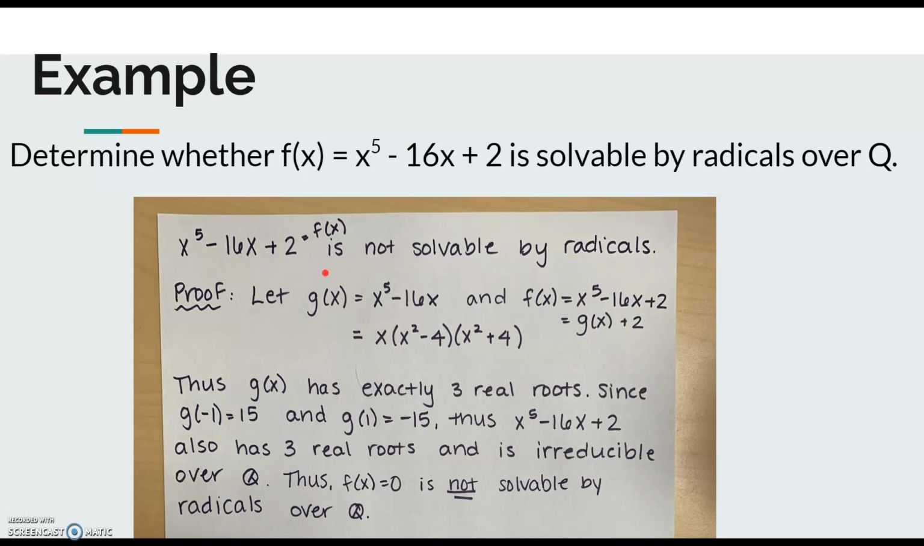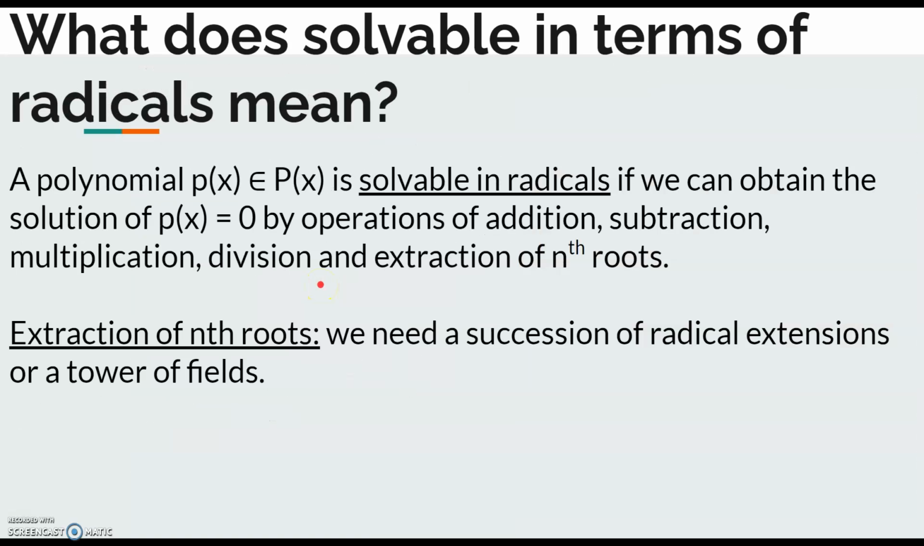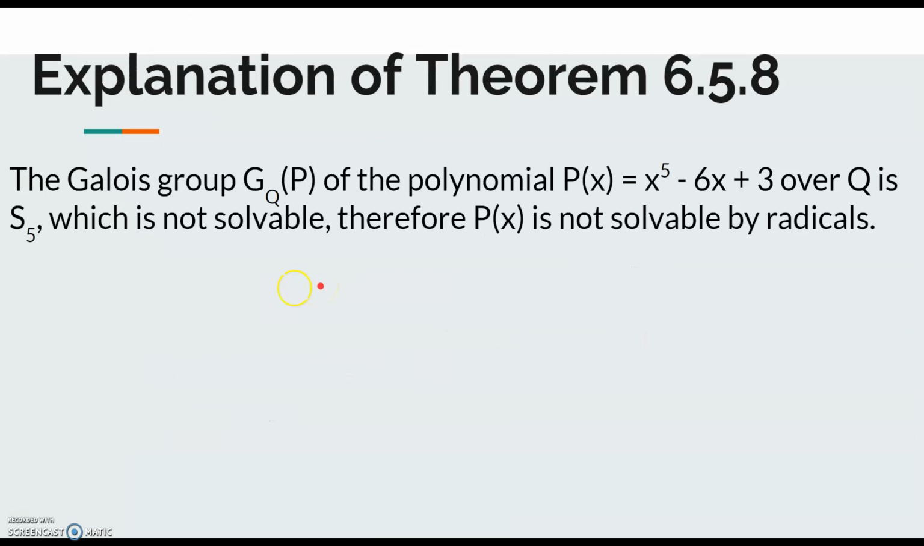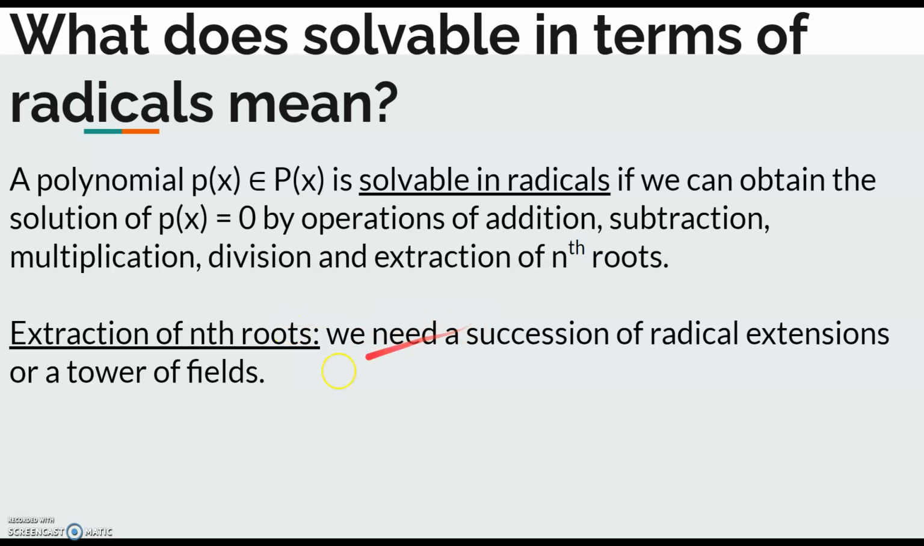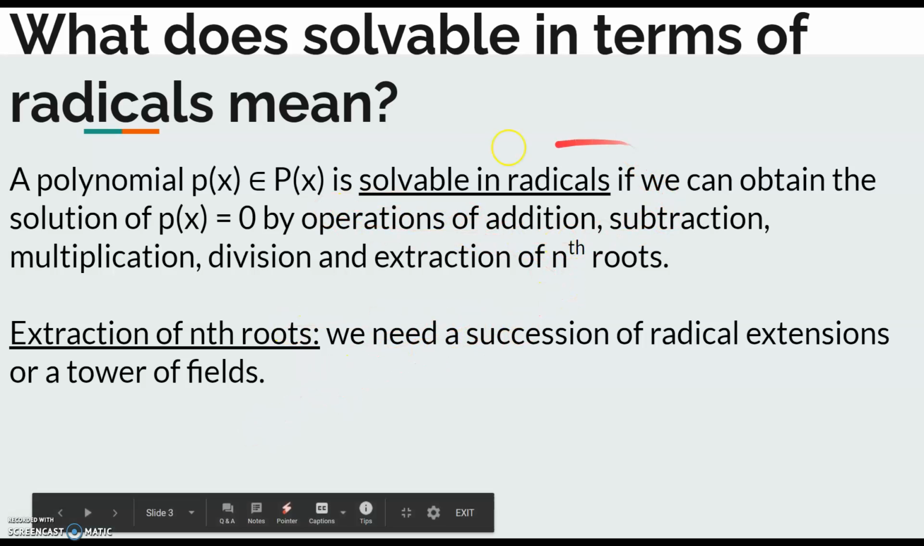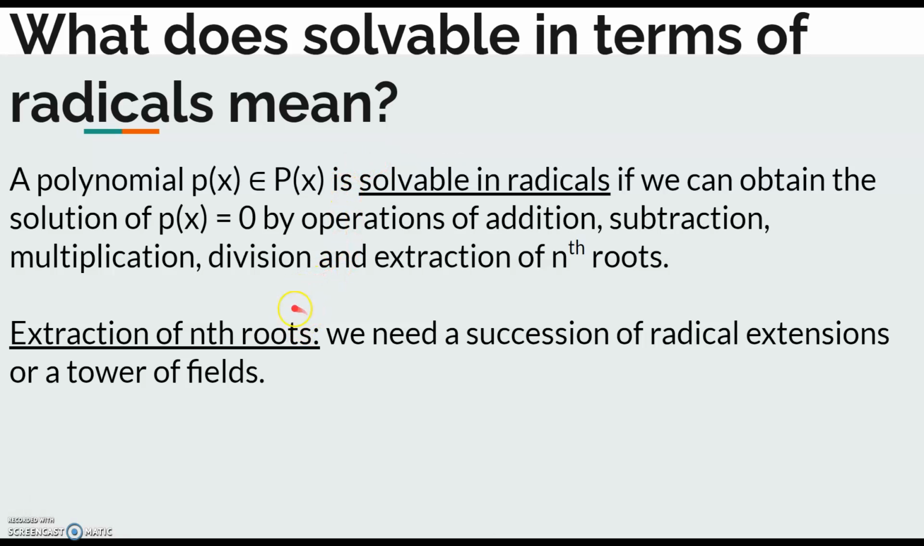So again, just to recap the entire theorem that we looked at here, the Galois group of the polynomial over Q is S5, which is not solvable. And I think the biggest thing that I took away from this is really fully understanding what it meant to be not solvable in terms of radicals and what the extraction of nth roots meant.